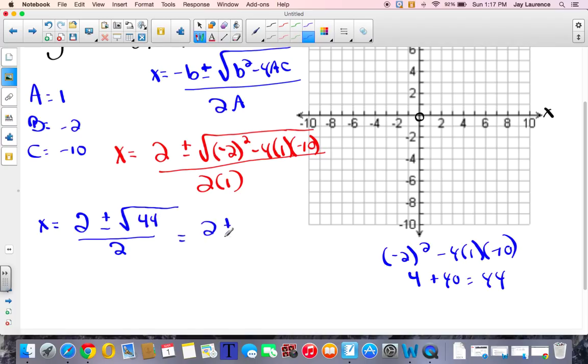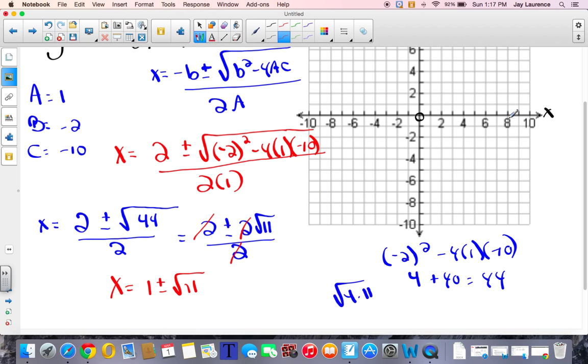2 plus, let's see, radical 11, or radical 44 is radical 4 times radical 11, and there's a perfect square right there. So it'll be 2 radical 11 over 2, and then I can simplify this whole fraction. This 2 goes into both that 2 and that 2. So x is going to equal 1 plus or minus the square root of 11.